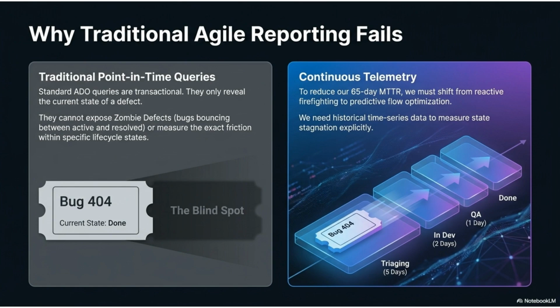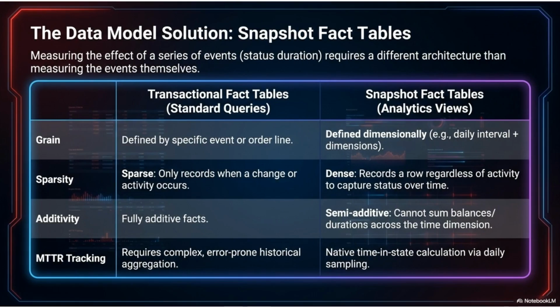To reduce the 65-day MTTR, we need continuous telemetry. This involves historical time series data to explicitly measure state stagnation and transition from reactive to predictive optimization. Our solution is the Snapshot Fact Table data model.